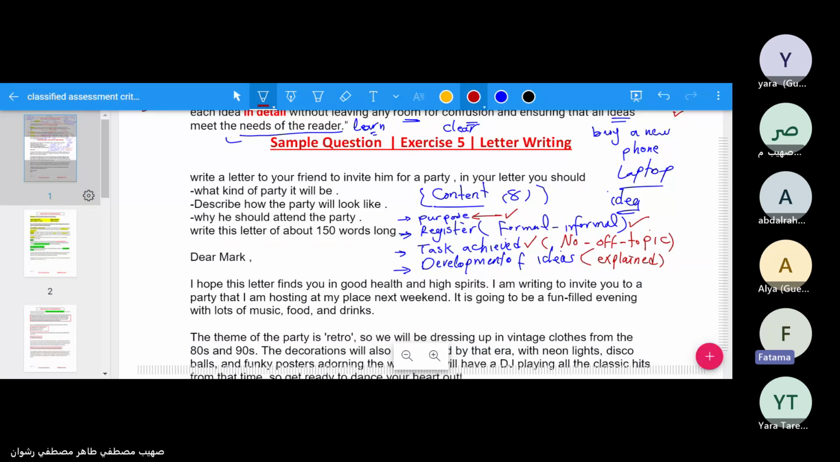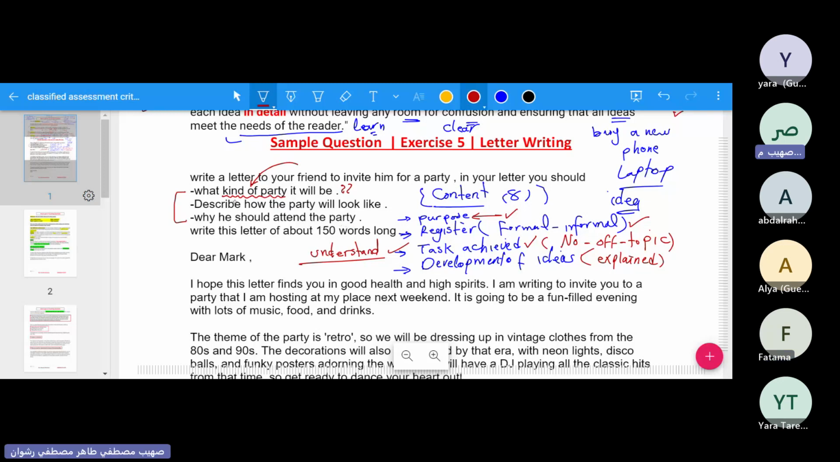The third one is not. What is the third one? Task achievement? Yes, okay. Task achievement means the student, which is you, understands the task. What do I mean by understand the task? Understanding the task here. These 3 points asked you to do what? What kind of party it will be? It means here, your ideas must explain the kind of party. If you wrote about the kind of party, so now you achieved the task correctly because you answered the same requirements of the question.